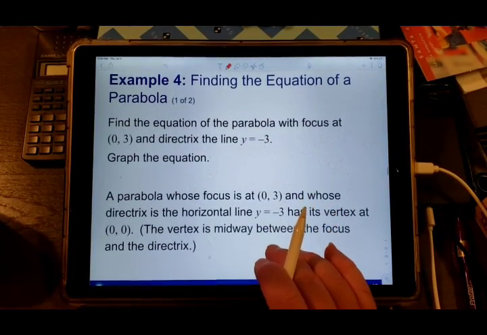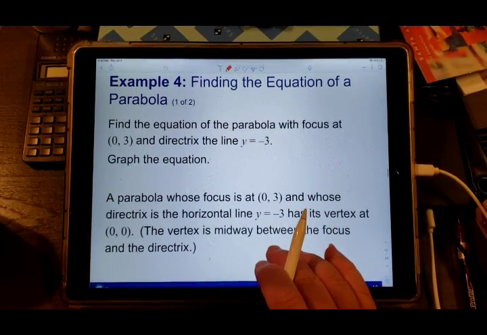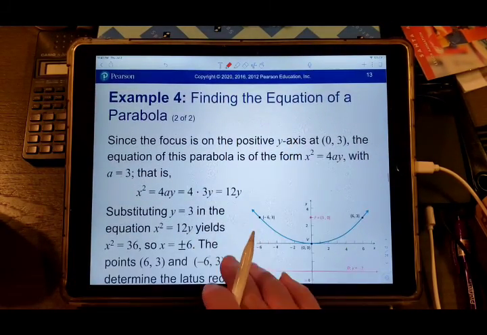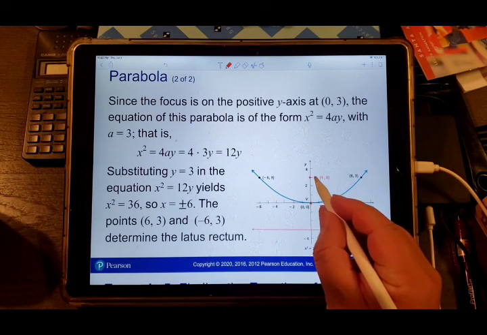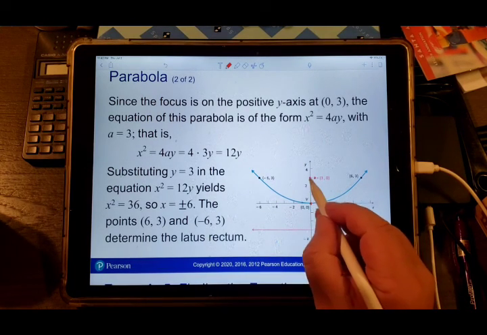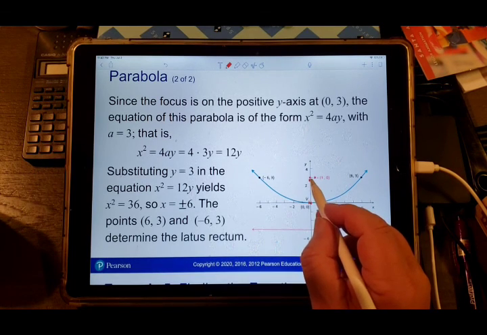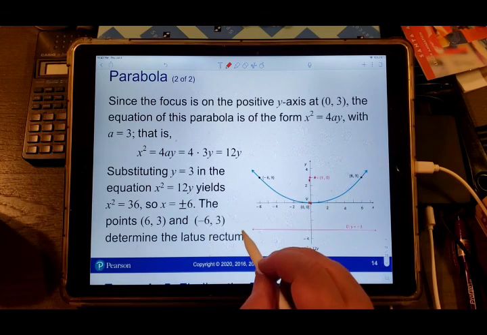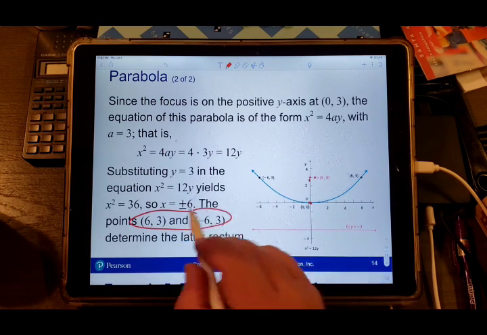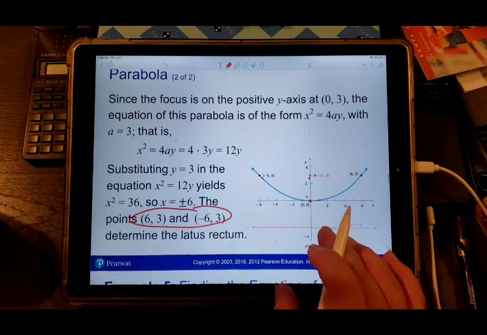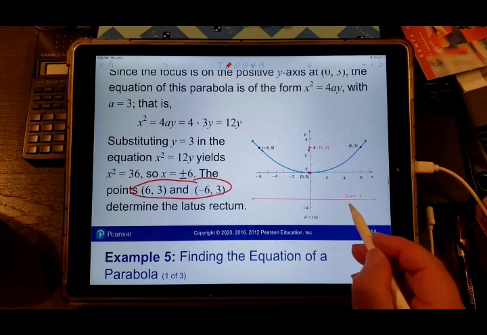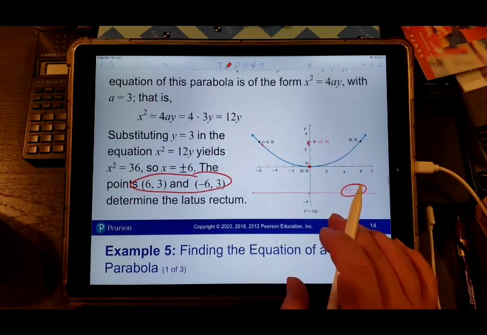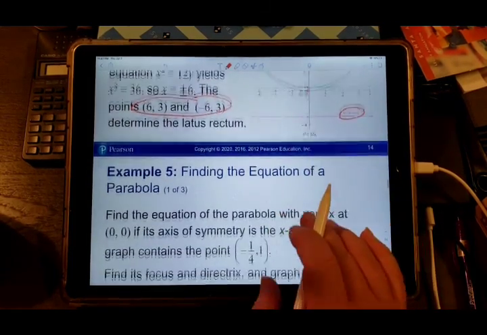All right, so I want to say this was just the first part of this. We'll look at this one. All right, so they gave us the focus. If they give you the focus and you find out that a is 3, it means you're going to go twice that much in this direction, twice that much in this direction to find these other points. So it gives you those points. If they ask for the equation of the directrix, if I go 3 in this direction, it's -3. Y equals -3 is that horizontal line.